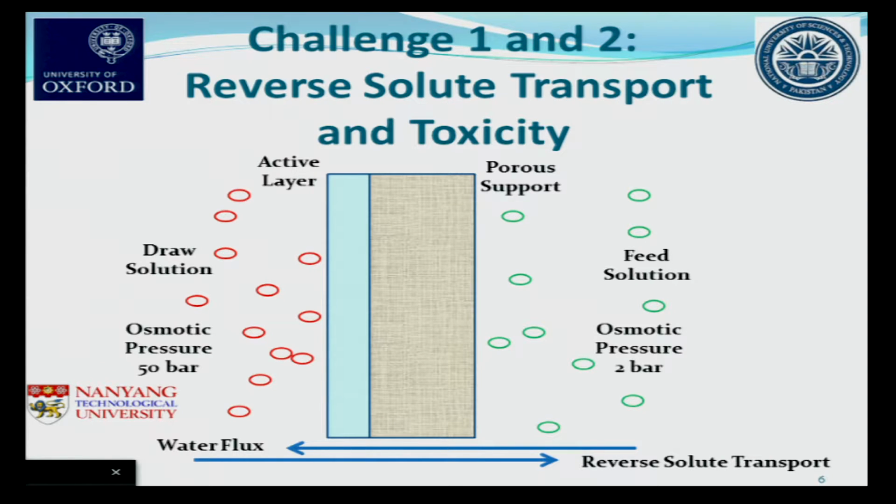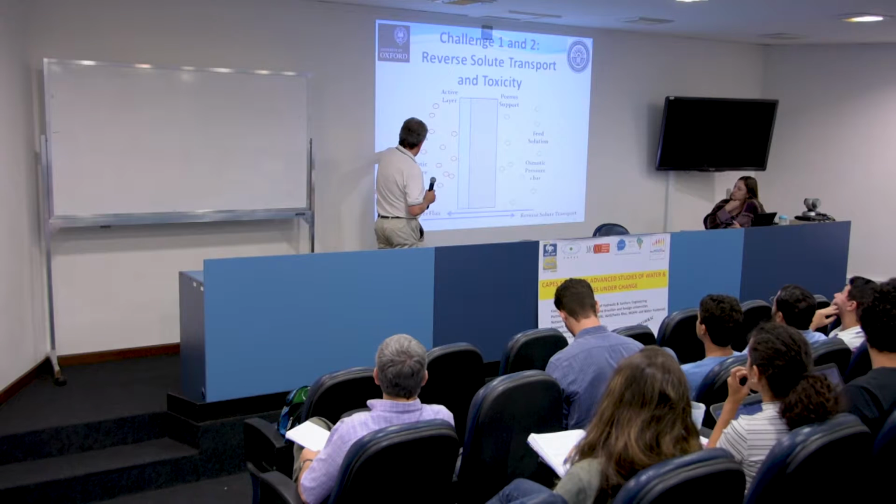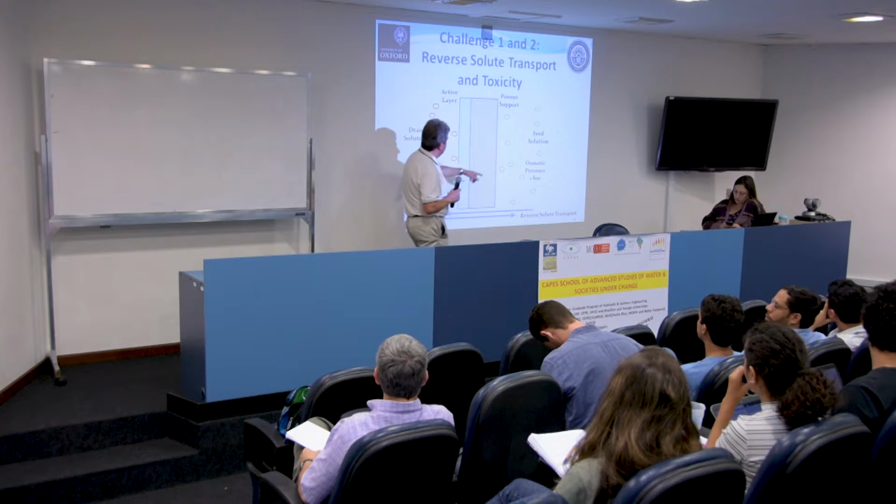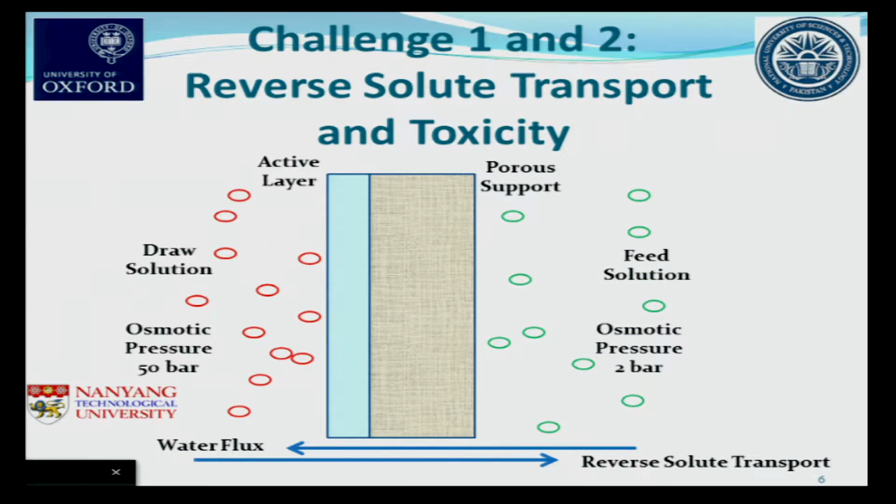So the way it's going to work is, I've drawn it the other way, you've got a draw solution here with a high osmotic pressure. This is 50 bars. And here you've got a feed solution, which is just 2 bars. And what's going to happen is water's going to move from right to left. So you see the water's moving in that direction. There's the water flux. But the solute, which is the draw solute, can actually get through the membrane, unfortunately. So there's a very small leakage of solute transport going in the opposite direction.